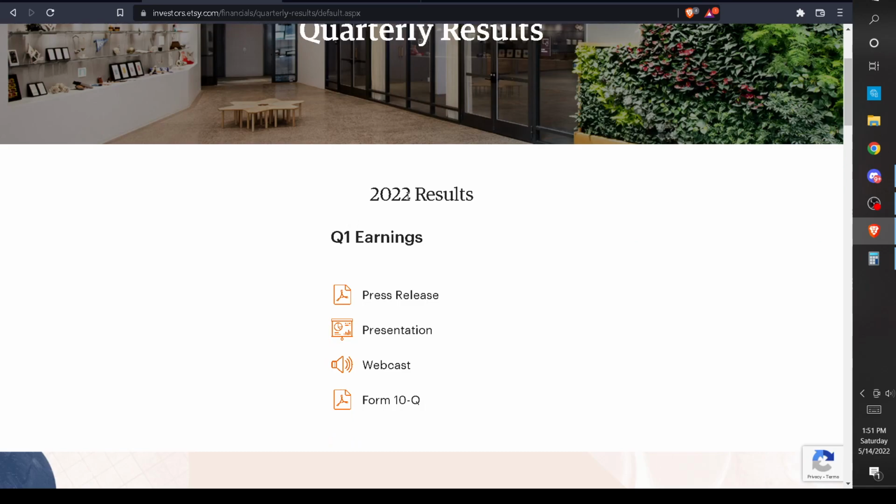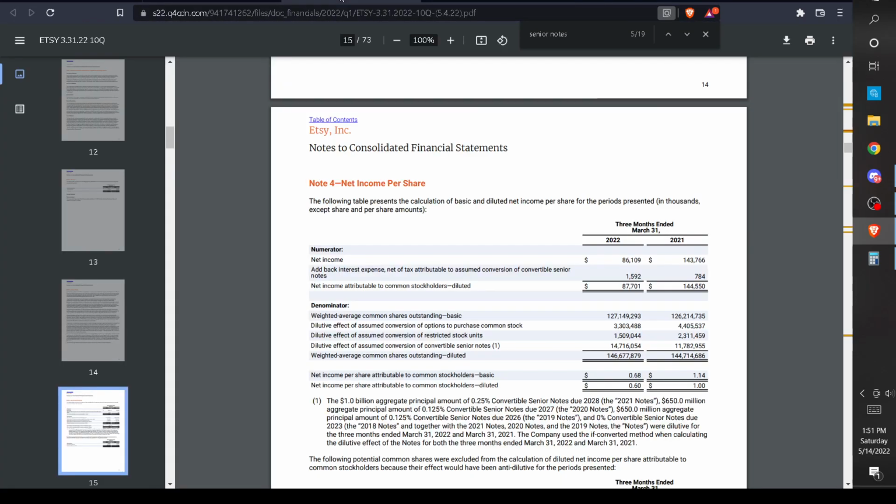And then it shows 2022 results, Q1 earnings. This is the most recent. So we click on Form 10Q. I already clicked on that and we go right here. We're going to scroll down a little bit. And then they have this little note called Note 4, Net Income Per Share. Now they show us how earnings per share is calculated.